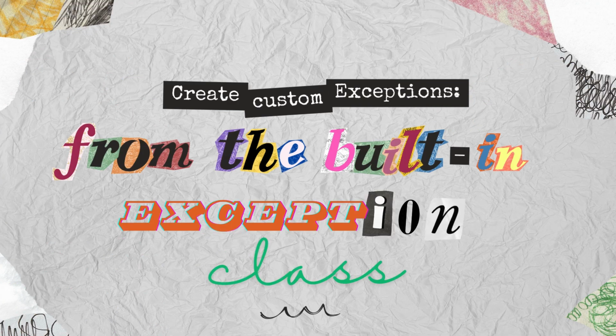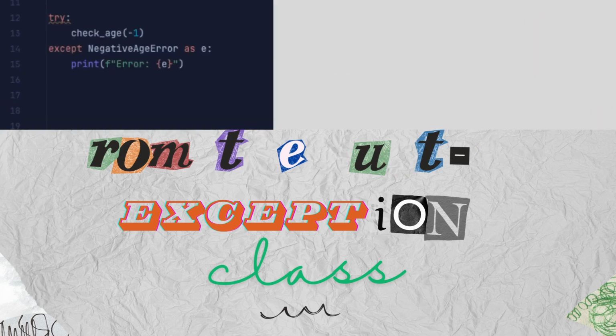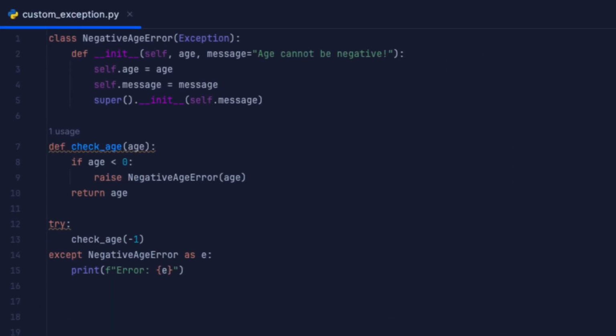We can also create our own exceptions by defining a new class that inherits from the built-in Exception class. Here's an example of a custom exception. In this piece of code, NegativeAgeError is a custom exception that we raise if the age is negative. It has a clear and specific error message: Age cannot be negative.